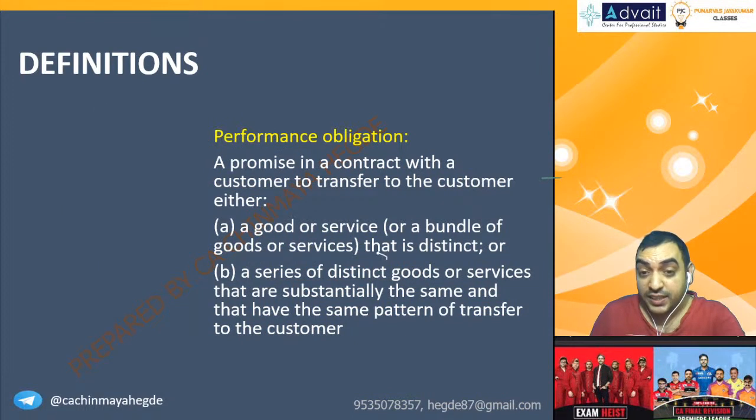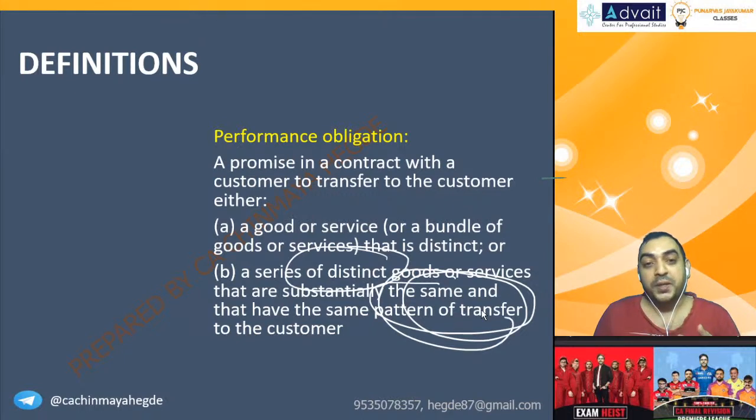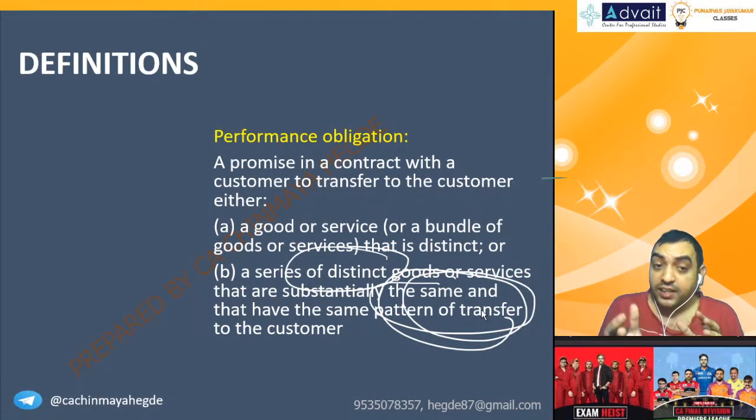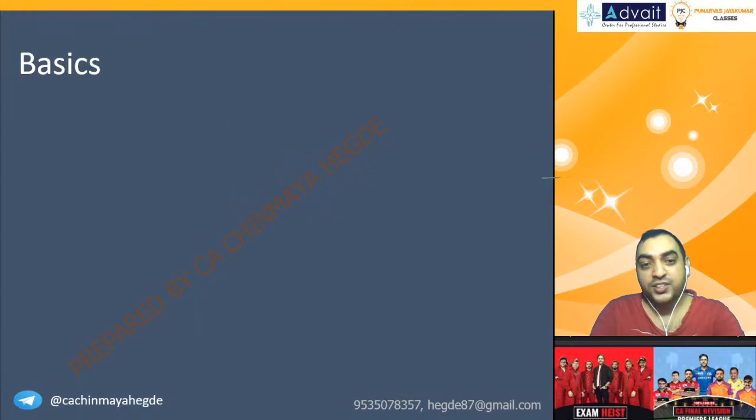But it is a series of distinct products having the same pattern of transfer. Today also the newspaper comes, tomorrow also the newspaper comes. The pattern of transfer is the same, but the product is different. Hope you got it. Someone is saying same product with different news. No, it is a different product only. Or a cable connection: today versus tomorrow, different. In fact, every second is a different product. So the point is they are distinct products but have the same pattern of transfer. That's what performance obligation is all about.